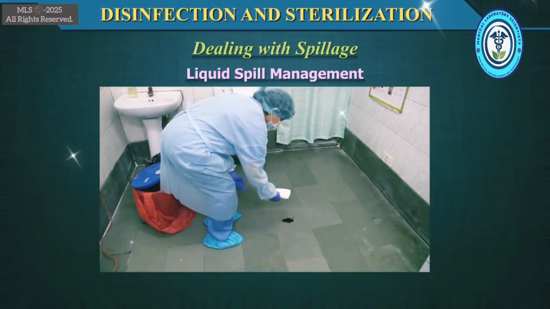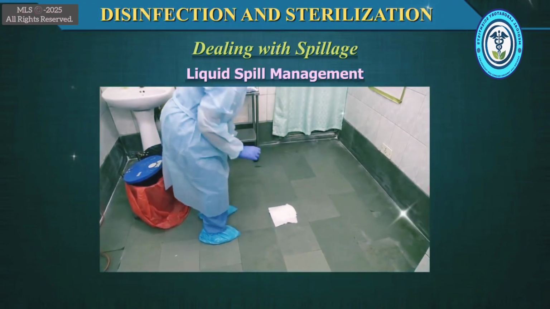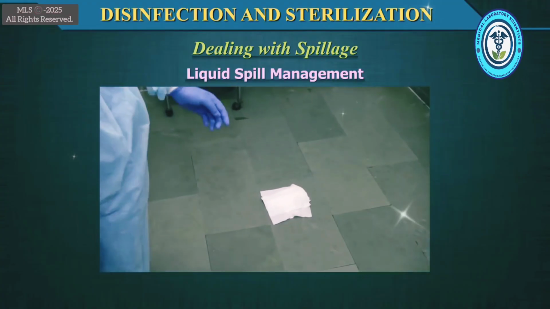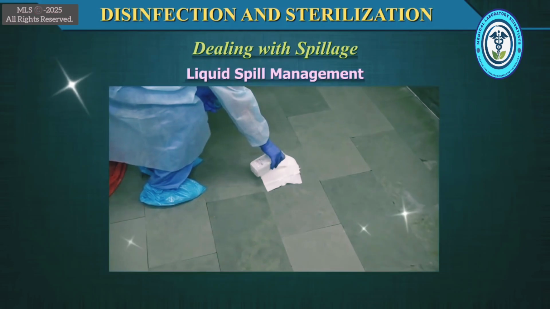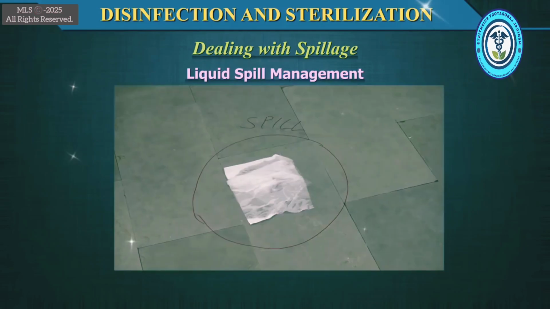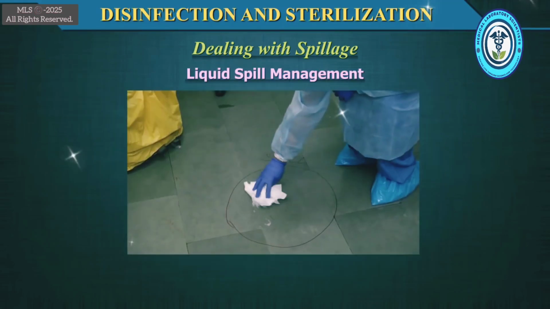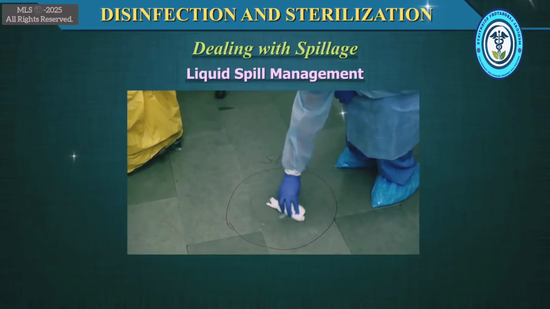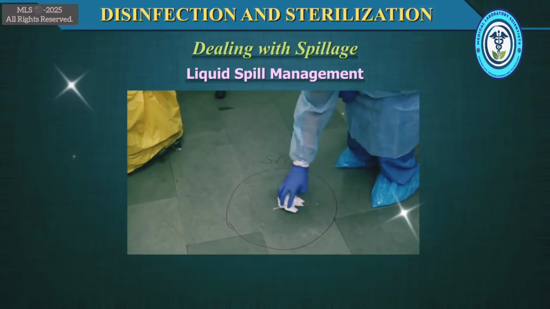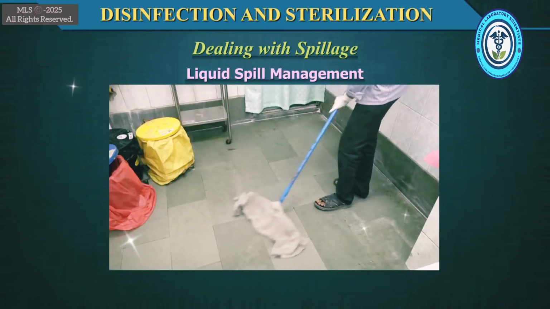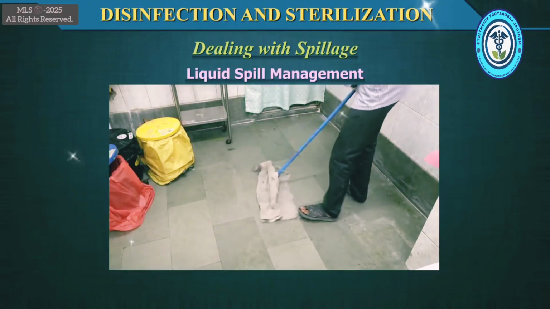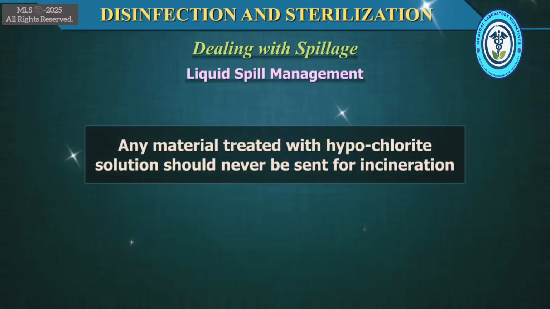Cover spills of infected or potentially infected material on the floor with paper towel or blotting paper or newspaper. Pour freshly prepared concentrated solution of sodium hypochlorite. Leave for 30 minutes for contact. Place all soiled absorbent material and contaminated swabs into a designated waste container. Then clean the area with gauze or mop with water and detergent with gloved hands. Any material treated with hypochlorite solution should never be sent for incineration.